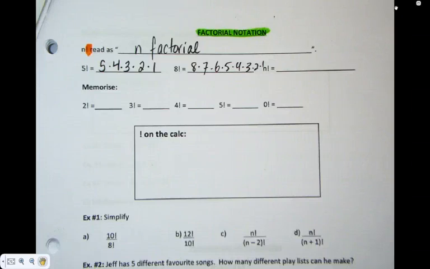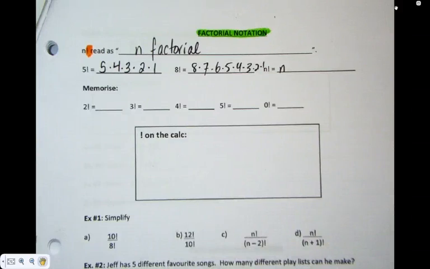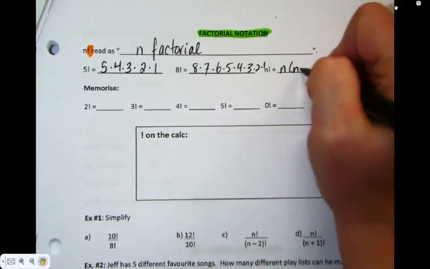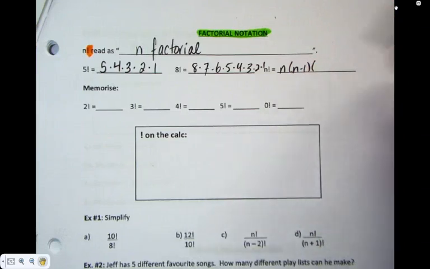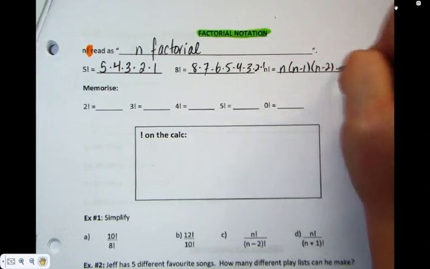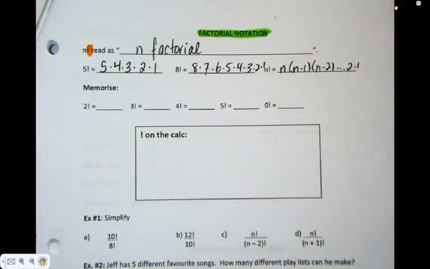What does n factorial represent? So if we follow the pattern, it starts with n. Then we times by n minus 1. Then we times by n minus 2. And eventually, we're going to get down to 2 times 1. Okay, so we keep going, subtracting 1 until we get down to 1.